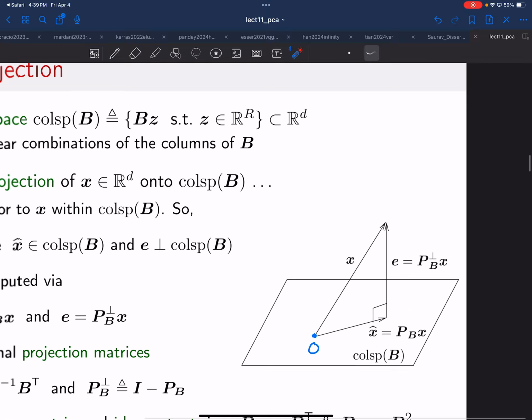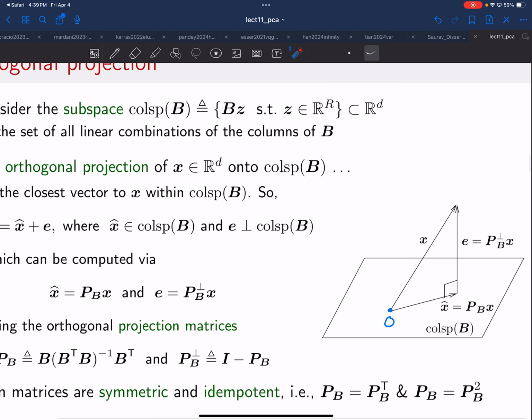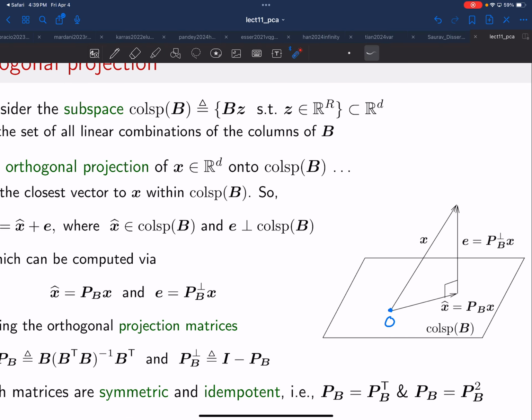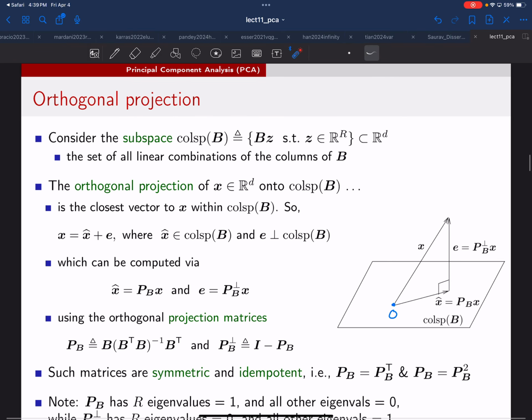So is everybody good with that? We have x, we have its projection, and we have its projection error, E. So here we have x equals x hat plus E, where x hat is in the column space, and E is orthogonal to the column space.